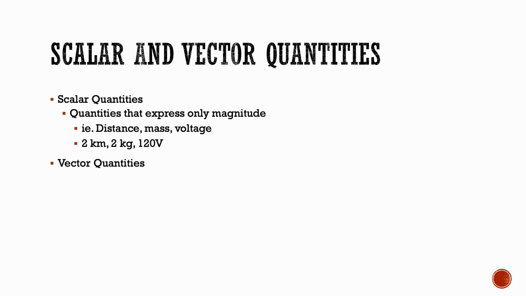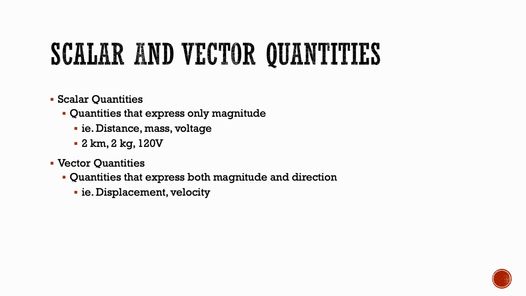Vector quantities, on the other hand, also have magnitude, but they also have direction. So things like displacement, velocity, forces, momentum, anything with a direction is a vector quantity. So for example, 2 kilometers west, 27 meters per second north would both be measurements that are vectors because they include direction.